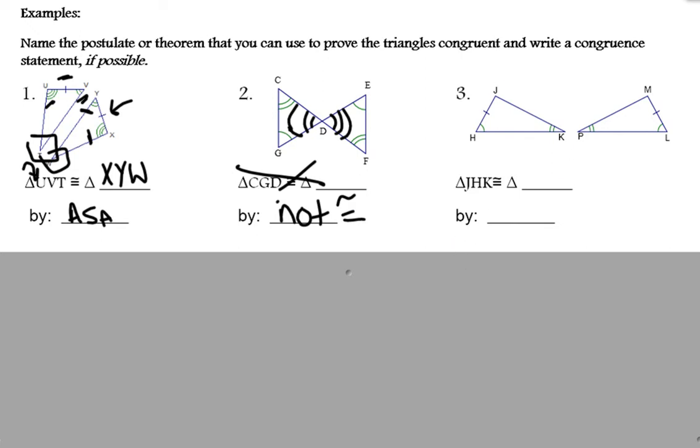Alright, I want you to try number 3. Pause the video and see if you get what I get. Alright, you should have gotten triangle MLP in exactly that order of the letters. And your reason is angle-angle-side or side-angle-angle. You have an angle and a non-included side, an angle and a non-included side. And that is one of our postulates to prove that two triangles are congruent.